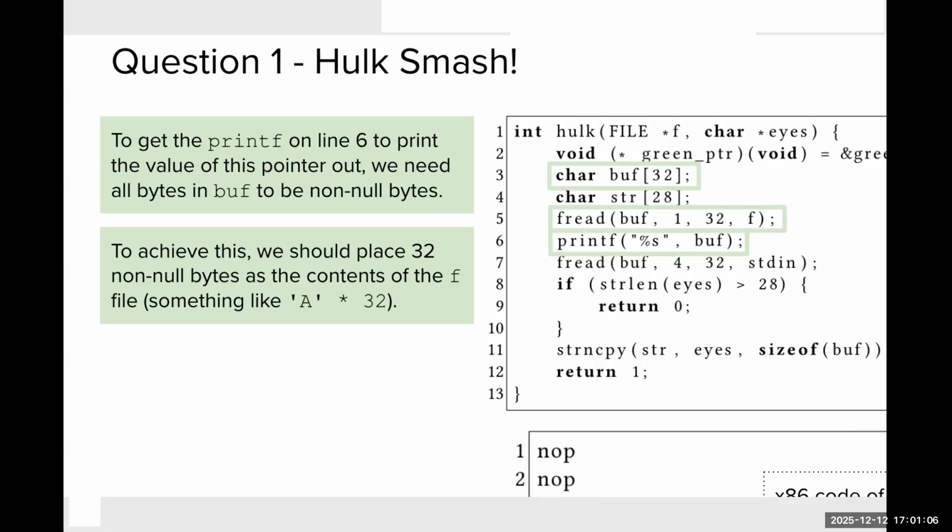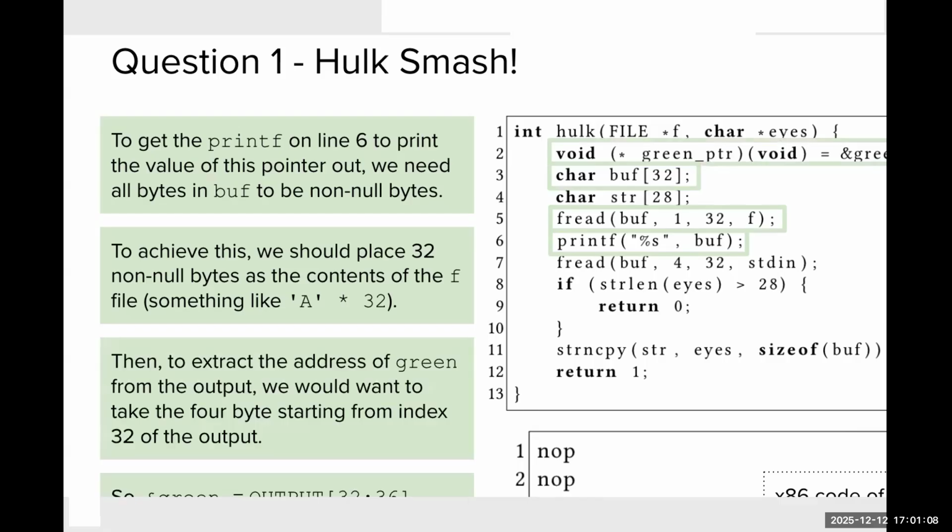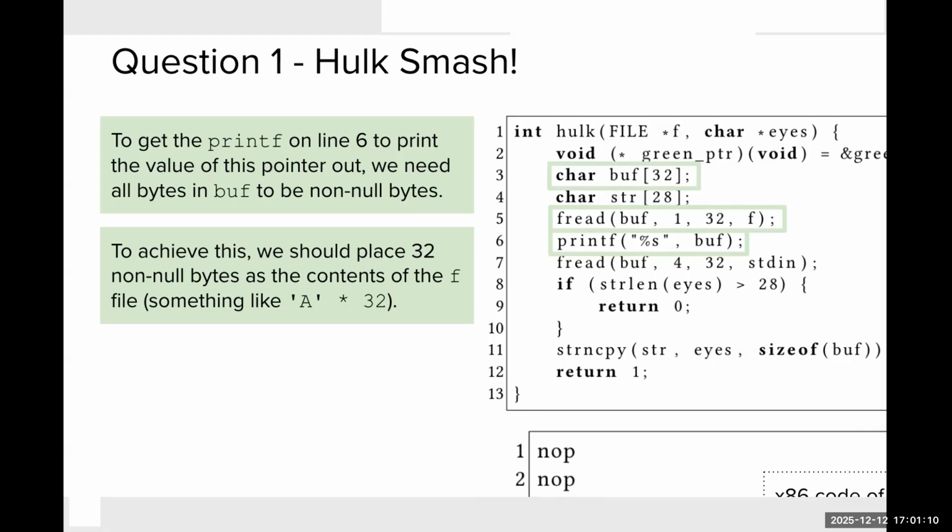And so if we fill this file f with 32 garbage bytes, then the buff array will have 32 bytes of garbage after the line 5 fread. And then when we're printing in line 6, it'll print all of those 32 bytes of garbage. And then because there's no null byte, it'll continue printing above into the green function pointer. And then it will continue until there's a null byte.